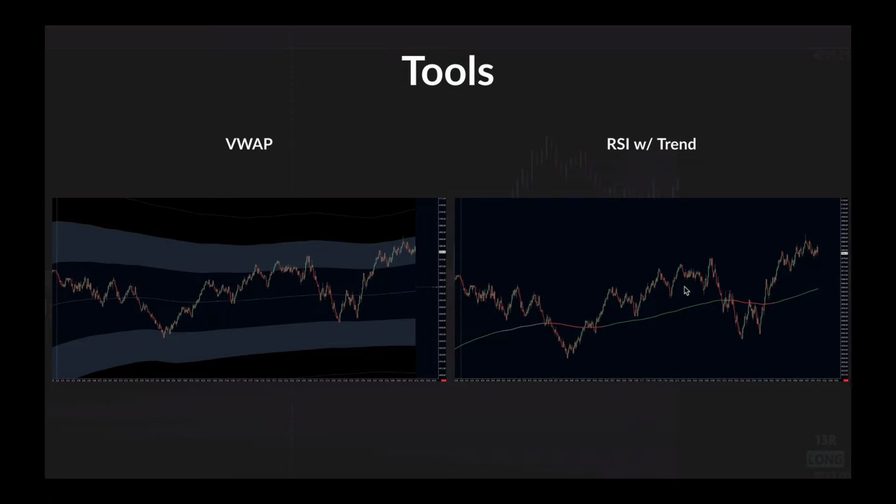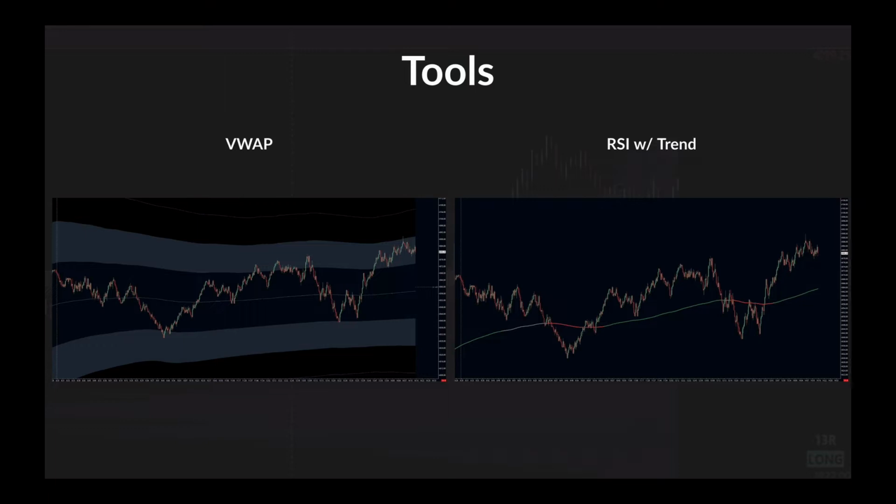What are the tools? Well, there are two primary tools that I use. Merritt only teaches the one on the left, which is VWAP, which again, I highly recommend Merritt's course to really learn this stuff way better than what I can do. I've adopted what's called this RSI with trend. I'll talk about this a little bit more. I've adopted this a little bit too to help me gain a little bit more insight into developing value.